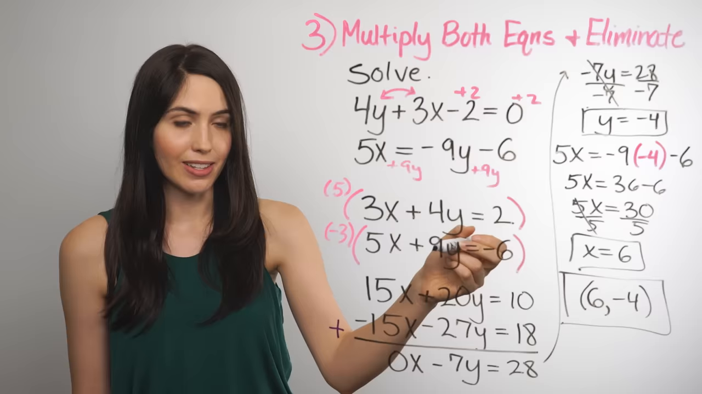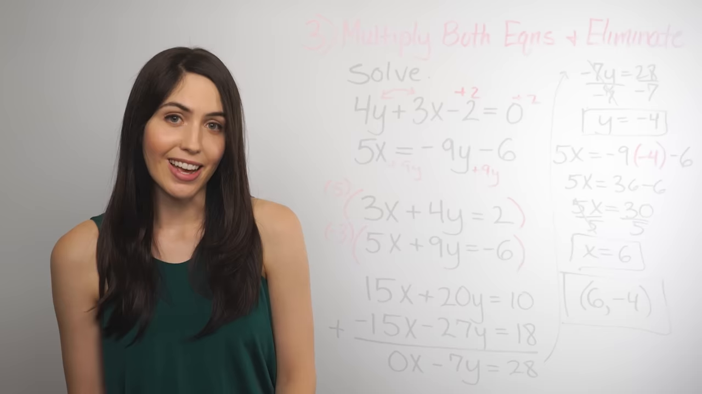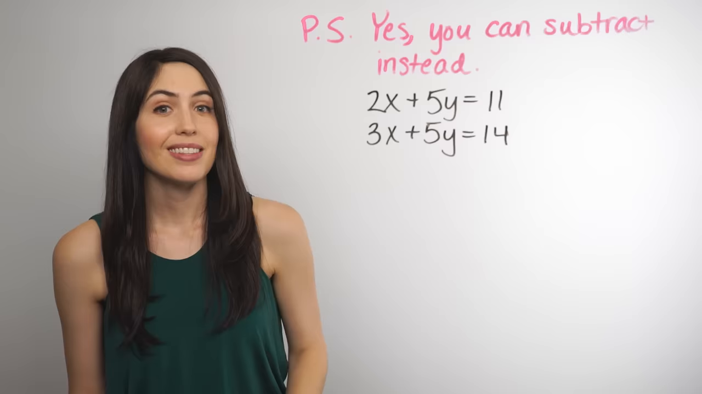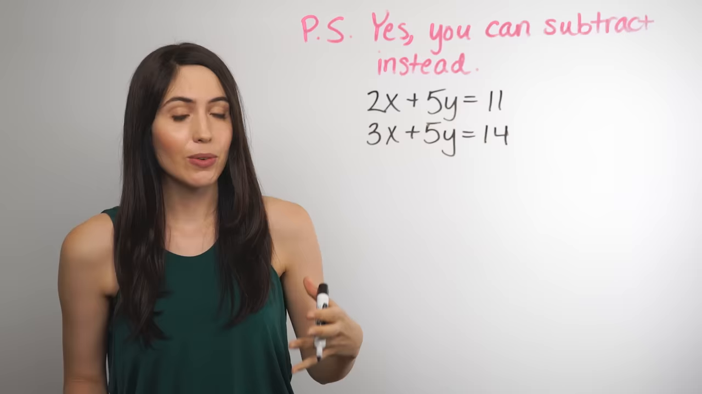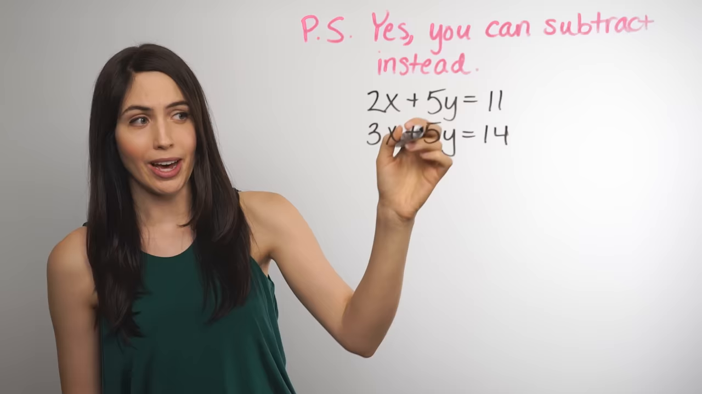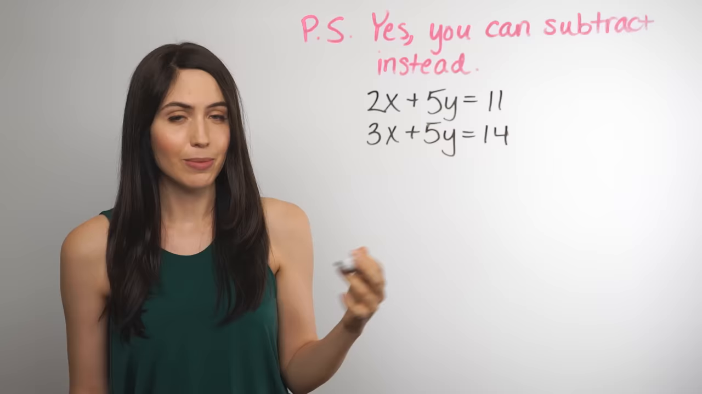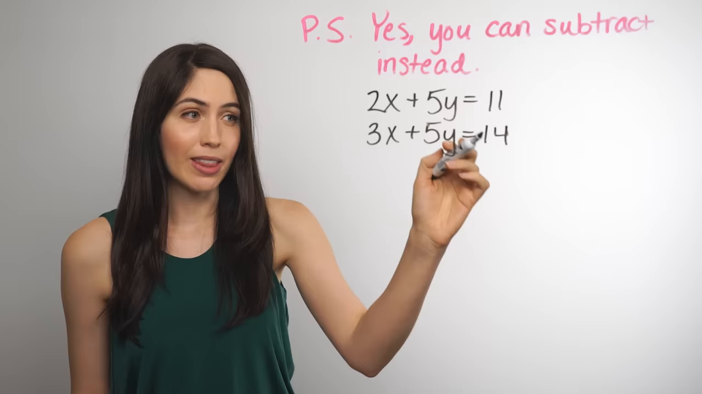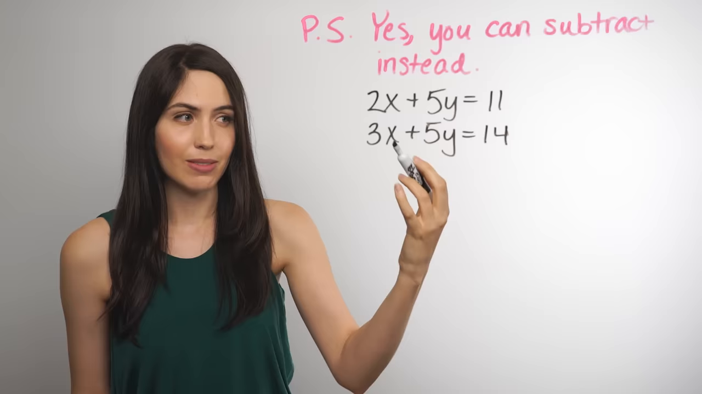Speaking of choice, that brings me to my last thought. Okay, so it turns out you have a choice about whether you add the equations or subtract. So if you have a system where two terms are exactly the same, like positive 5y and positive 5y, if it's easier, you can just subtract the equations and not add and cancel and solve. Or, by the way, you could take one of them, multiply it all by negative 1 so that you change the sign, and then add. Let me show you both ways.